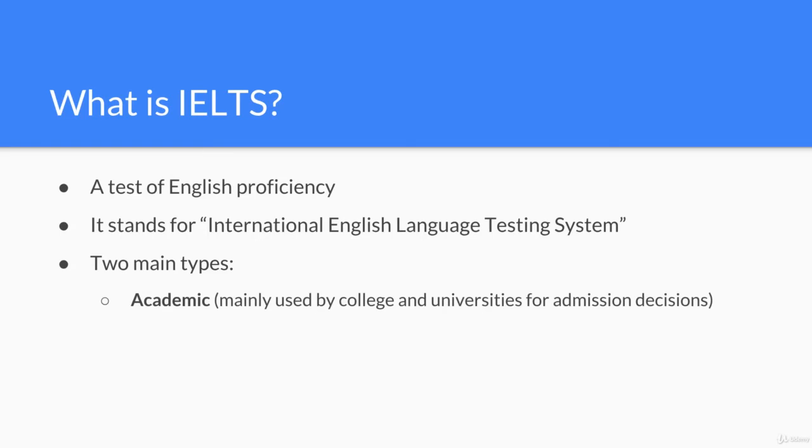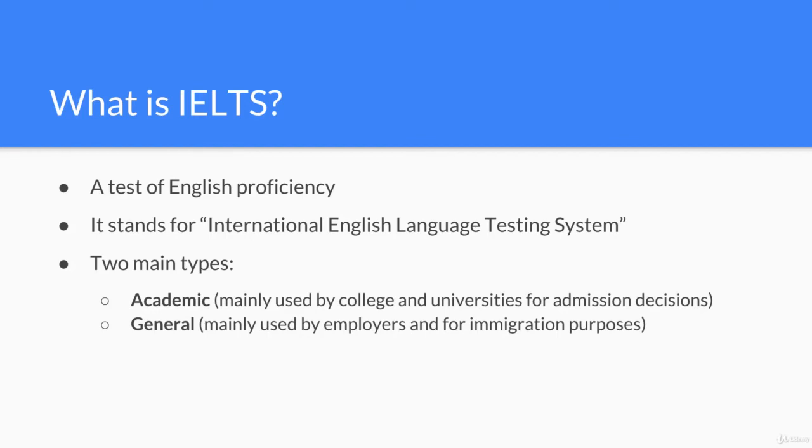There's the academic IELTS. This type of IELTS is mainly used by colleges and universities for students who want to study abroad in an English-speaking country. General IELTS, on the other hand, is mainly used by employers for people who want to work abroad. I suggest that you contact your university or your employer to make sure that you're taking the correct IELTS.